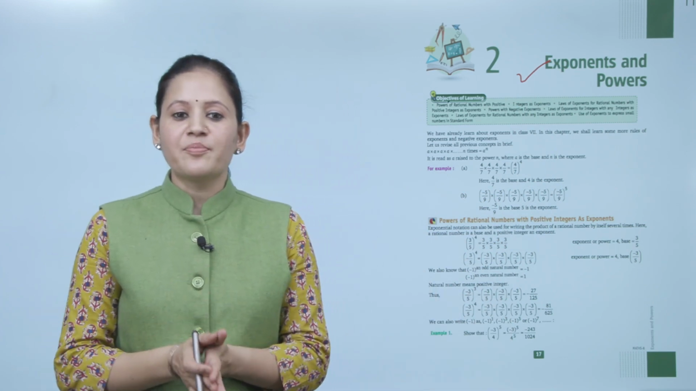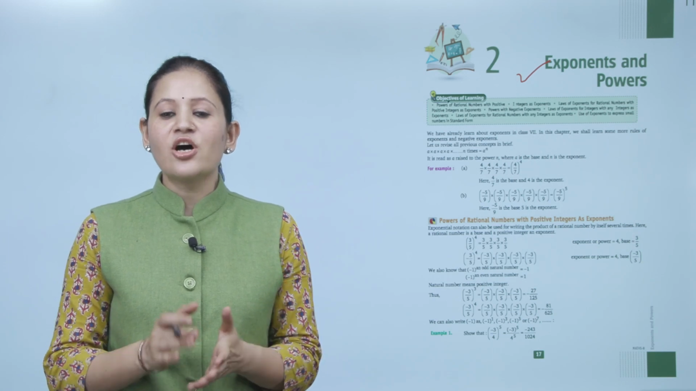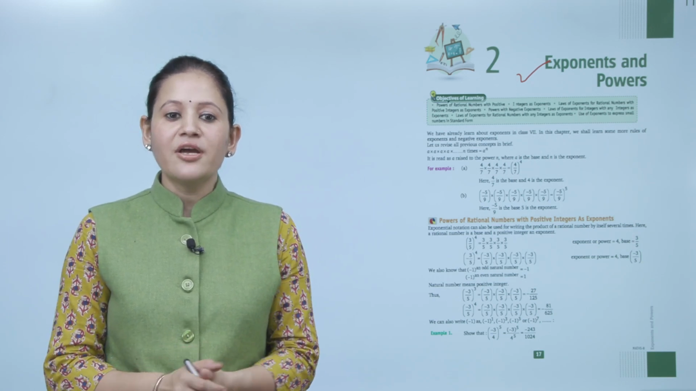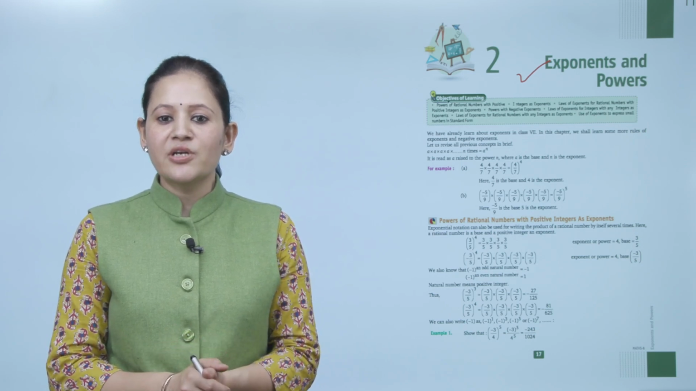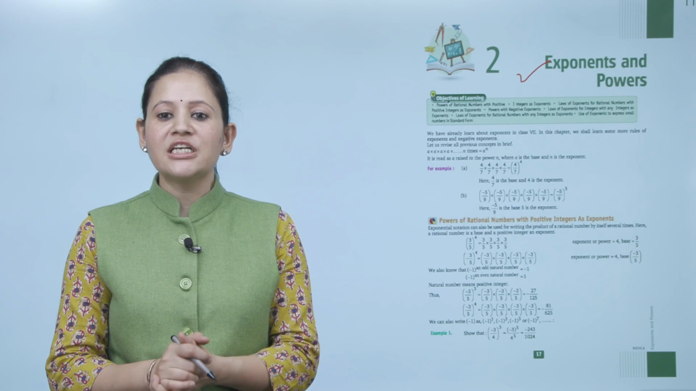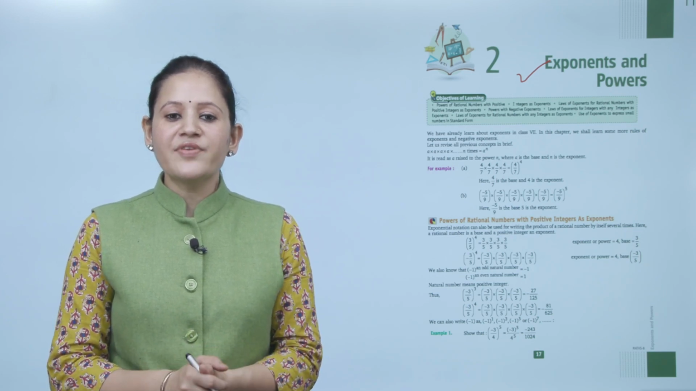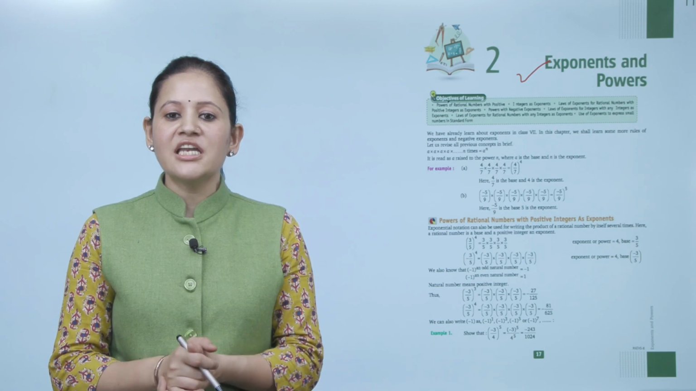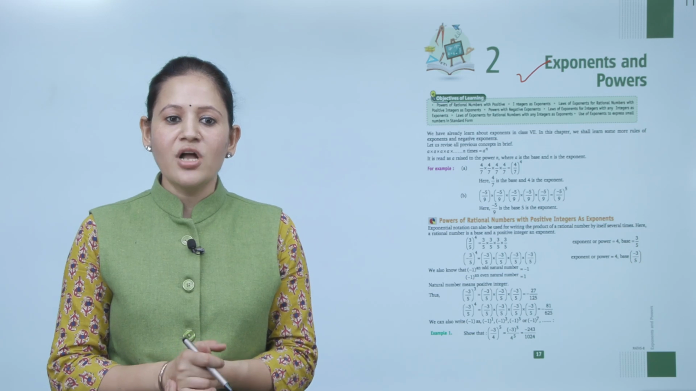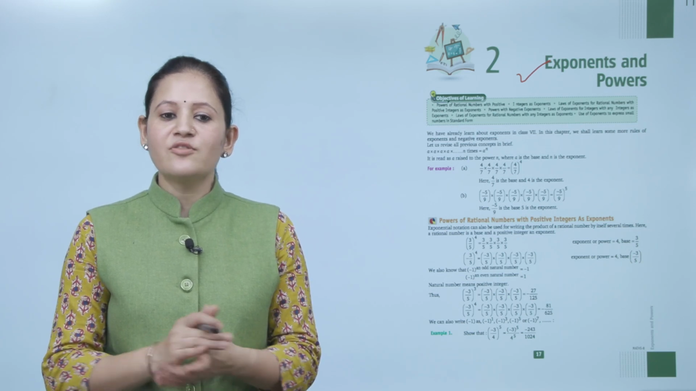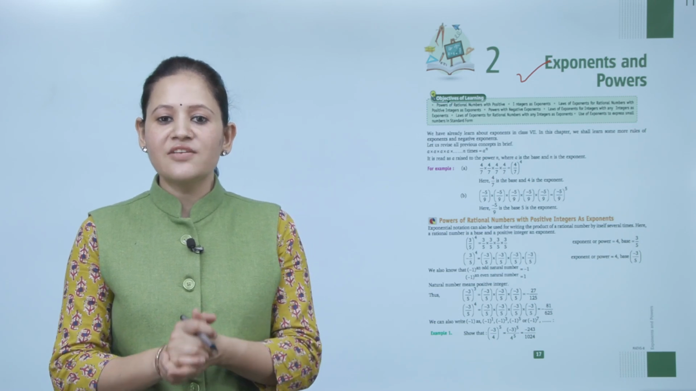Our learning objectives are: power of rational numbers with a positive integer as exponent, laws of exponents for rational numbers with a positive integer as exponent, power with negative exponent, laws of exponents for integers with any integer as the exponent, laws of exponents for rational numbers with any integer as the exponent, and use of exponents to express small numbers in standard form. We have already learned about exponents in class 7.